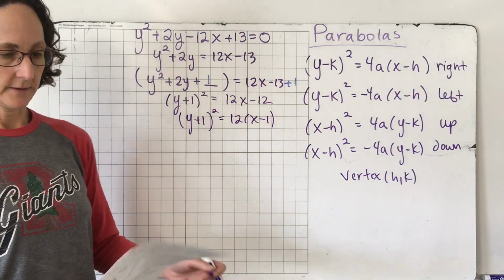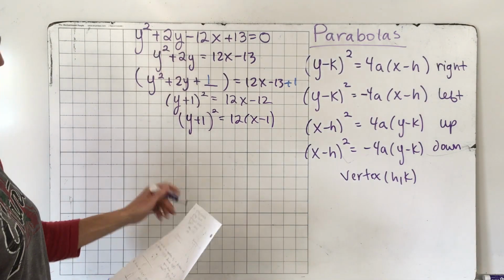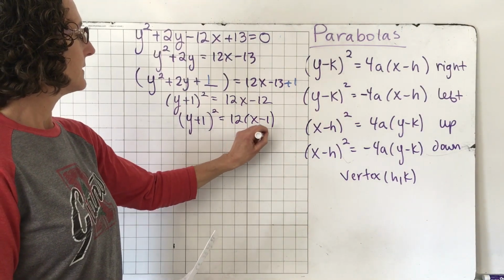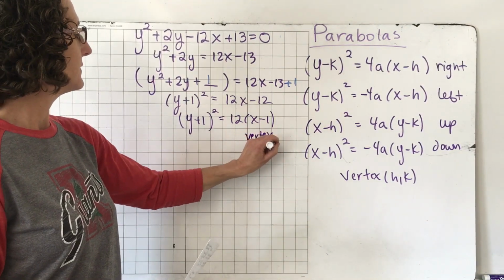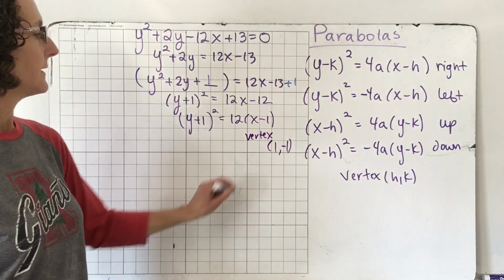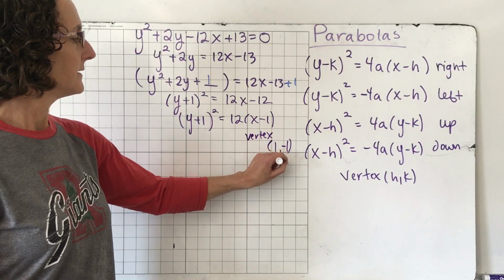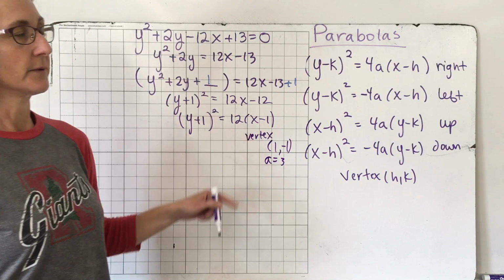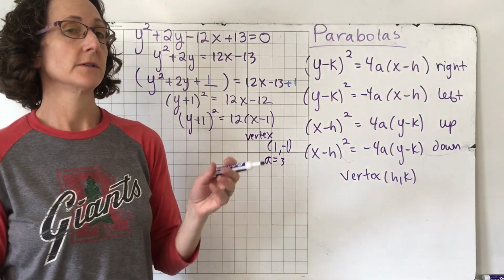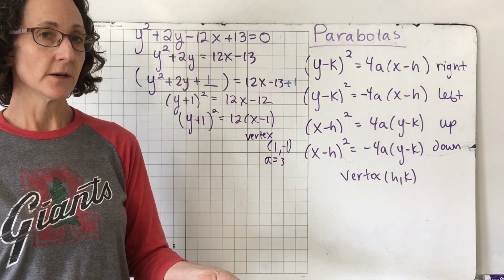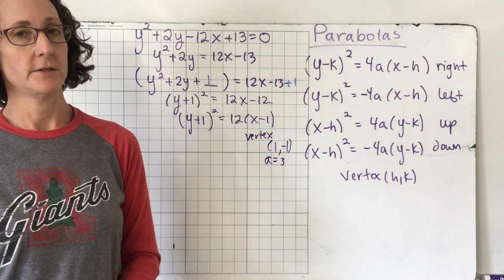Okay, all right, what does this guy look like? So the vertex is, remember, do the x first, 1, negative 1. Okay, the a value is 3 because this is 4a. So we're going to take a second and graph this. I want you guys to pause the video, try to graph it by yourself, turn me back on and make sure you're doing it right.